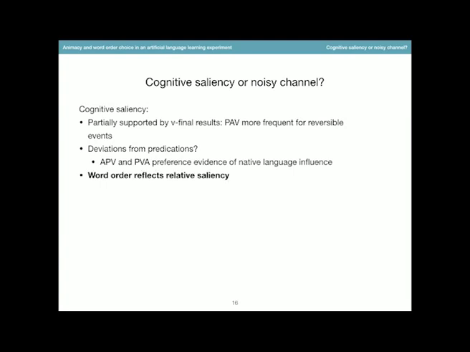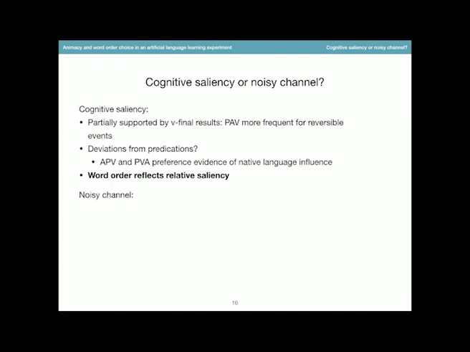So these results, and evidence also from emerging sign language, suggest that word order in emerging languages is a function of what's salient to the producer. So producers are not necessarily using word order to convey information about agents and patients.